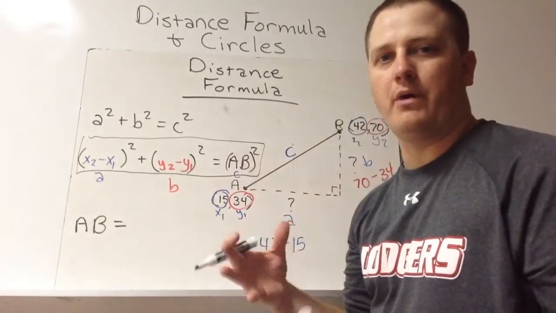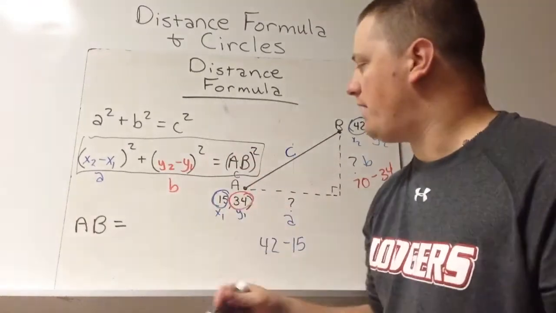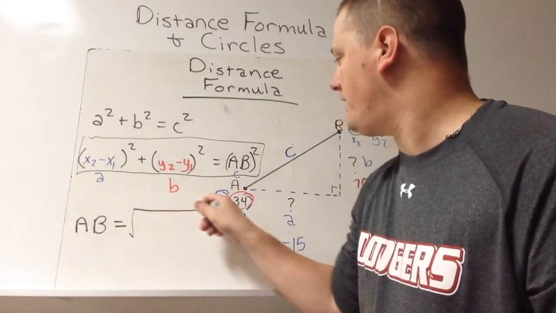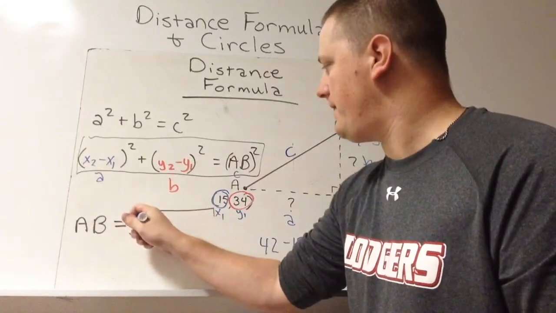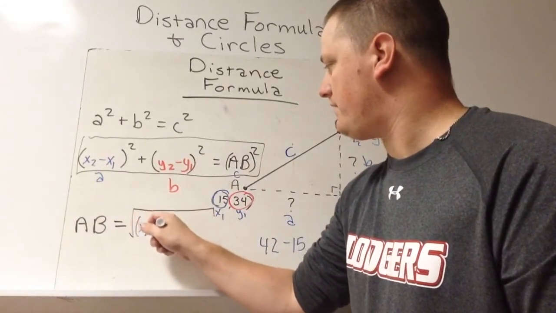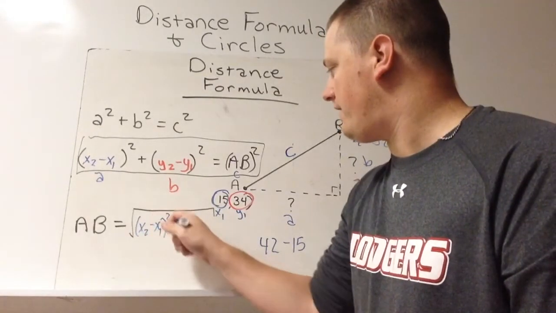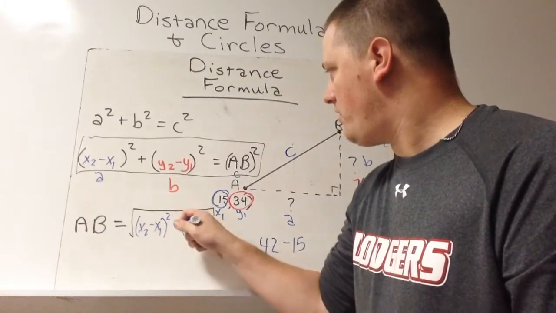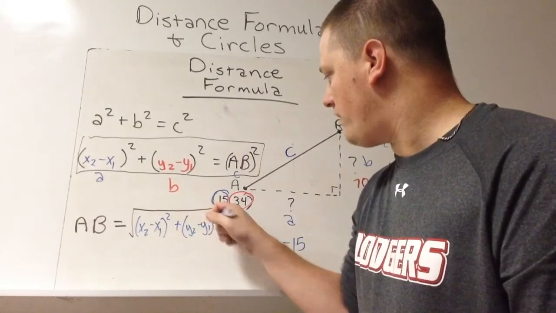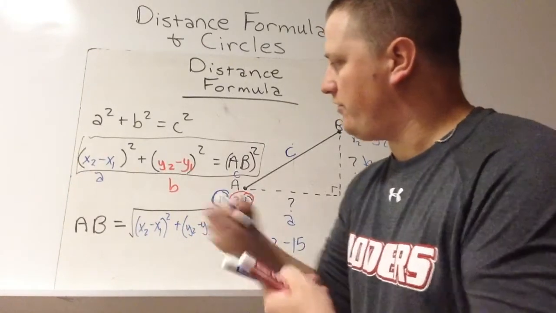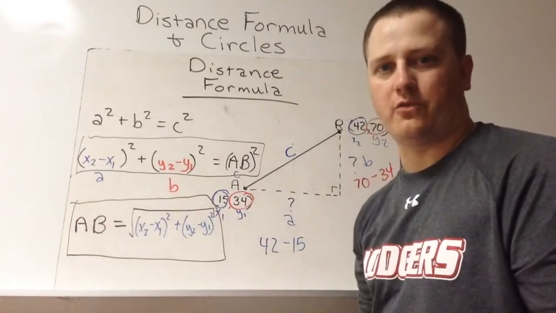But in the end, we want to know how long AB is. So we don't want to know AB squared. We want to know the square root. So what we really have is the square root of x2 minus x1 squared plus y2 minus y1 squared. And so this right here is our distance formula.